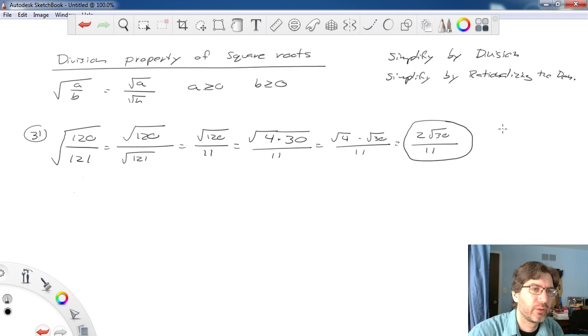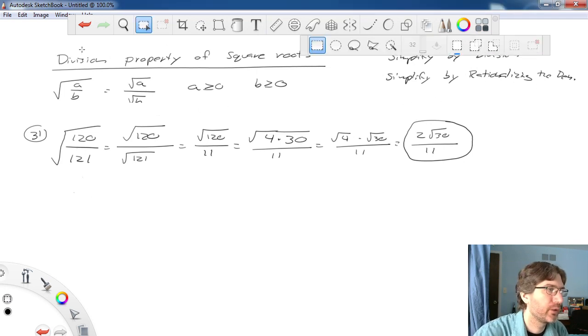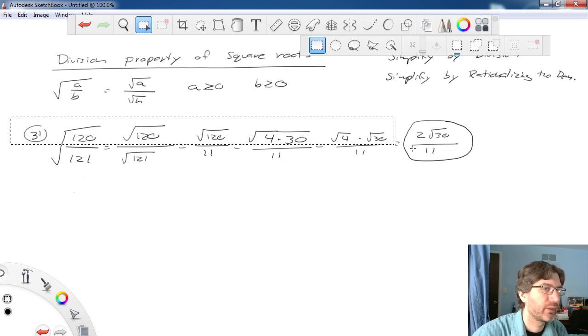4 doesn't work, 9 doesn't work, 16 doesn't work, 25 doesn't work. Yeah, you're done. Hardest part was probably figuring out the 4 that goes into that. And we are okay with this because when it comes to rationalizing the denominator, we don't want a radical on the denominator. That's the whole point of the next thing we're going to do.